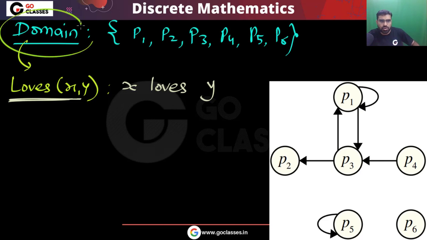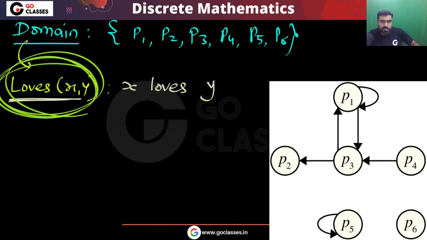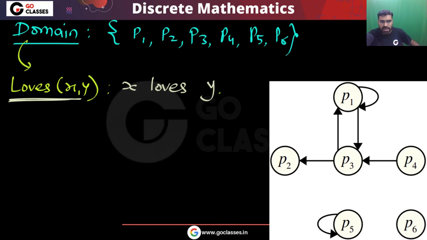So remember, in this question the domain has 6 elements, P1 to P6, and this predicate is given to you. This is x loves y. Loves(x, y) means x loves y. And remember, this love is not symmetric, because you can notice, for example, P4 loves P3, but P3 does not love P4. There is an arrow from P4 to P3, so it simply means that P4 loves P3. You can see there is an arrow from P4 to P3. What does it simply mean?